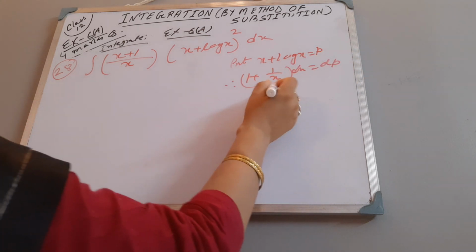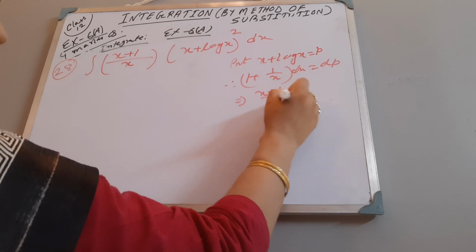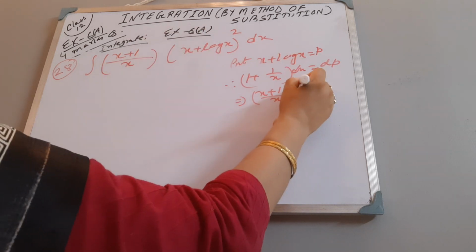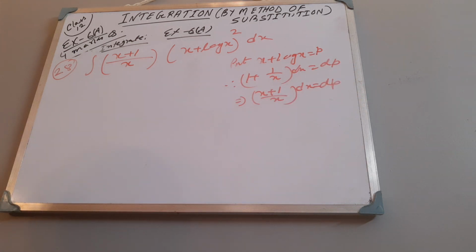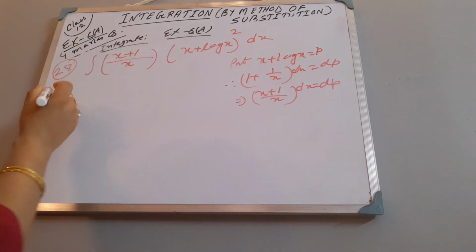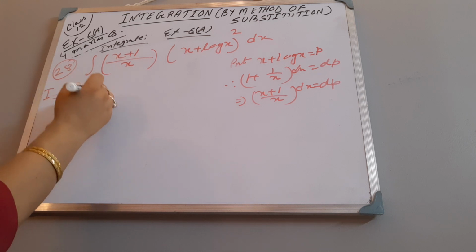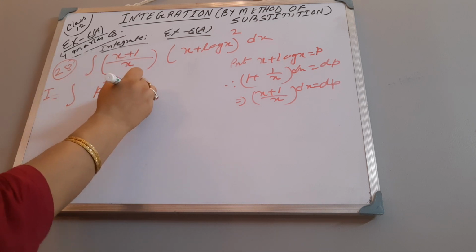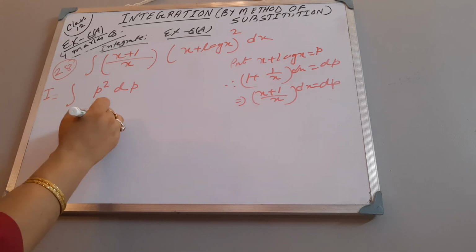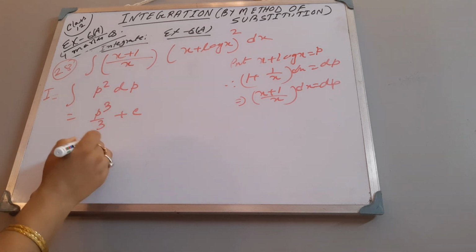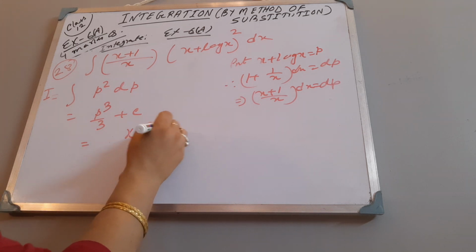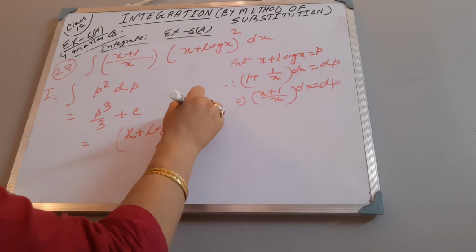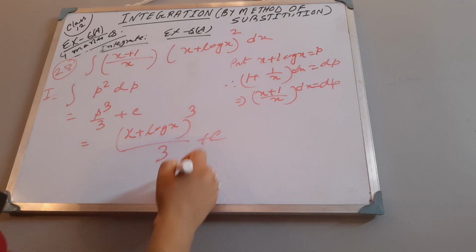And (1 plus 1 by x) dx means (x plus 1 by x) dx, as it is given in the integrand part. So instead of (x plus 1 by x) dx we will write dp, and instead of x plus log x, simply we will write p. So I is equal to integral p square dp. Very simple. P square dp means p cube by 3 plus c. So p cube means x plus log x, so write here (x plus log x) whole cube by 3 plus c.